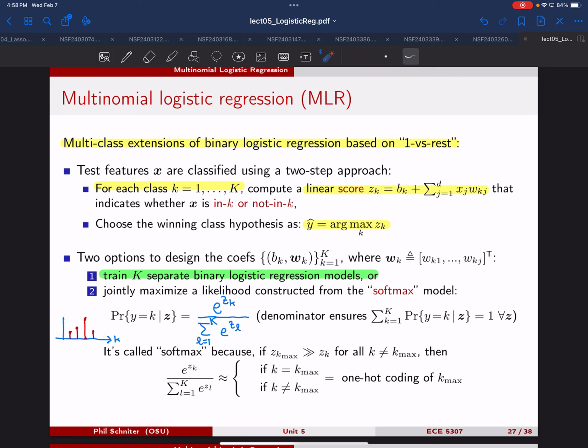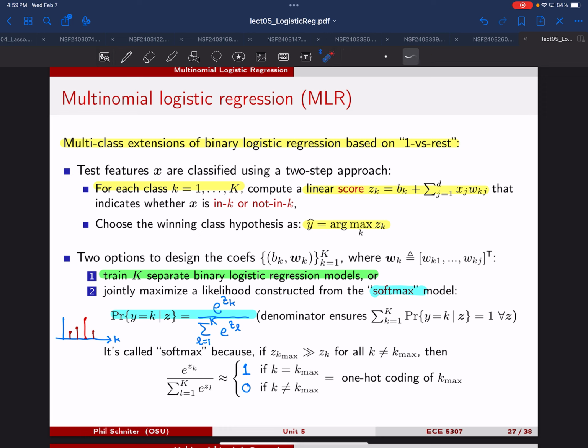Okay. So this thing is called the softmax. And the word softmax is used because when one of your linear scores is much bigger than the rest, and you look at these different values, you'll find that one of these is almost exactly 1, and the rest are almost exactly 0. So it's like a soft version of the maximum function. Basically, this is approximately equal to 1 for the largest coefficient and approximately equal to 0 for the rest.